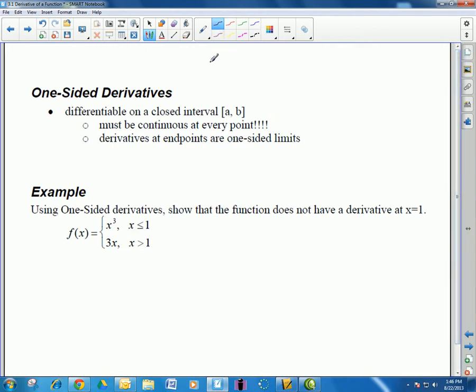One-sided derivatives. This will be the last thing we talk about in this set of notes, and this is extremely important. These questions get really tricky. Okay, one-sided derivatives. These are most commonly piecewise functions. So write that down, that these are most commonly piecewise functions.